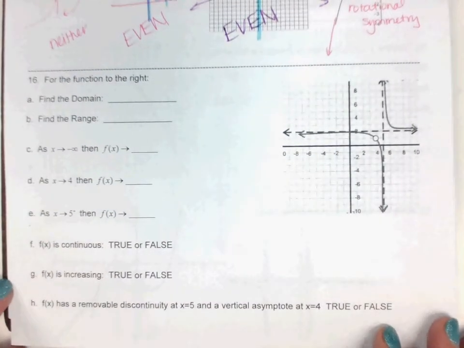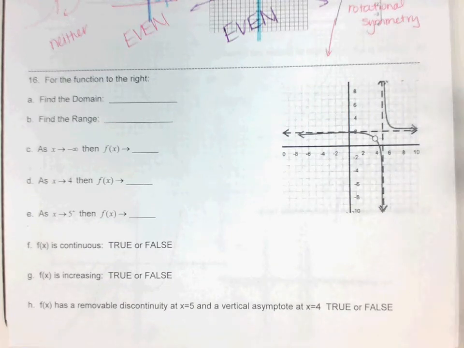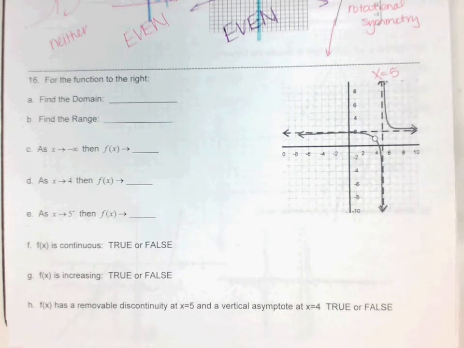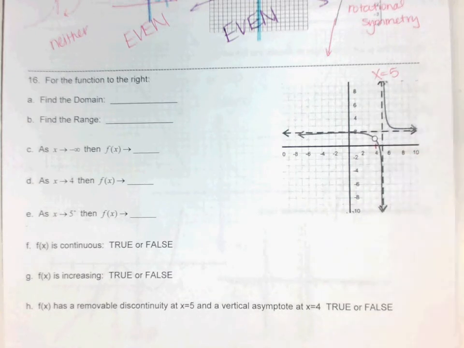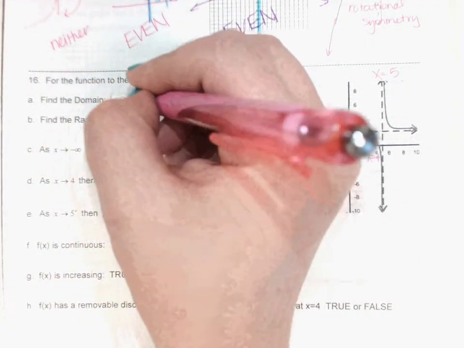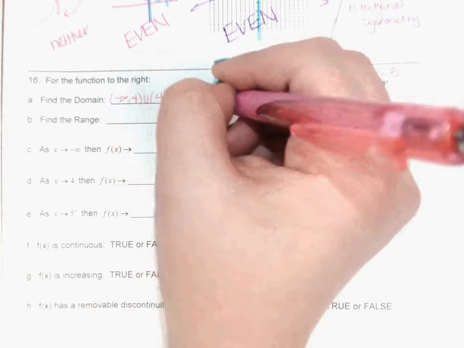Okay, domain. What x can I not touch? 5. Okay, what is 5? 5 is the asymptote. What other x can I not touch? What x? Right here. Look at it. The hole. 4. Okay, remember that you cannot touch a hole or an asymptote. So for my domain, I'm going to have to break up twice. Negative infinity to 4, then 4 to 5, then 5 to infinity.